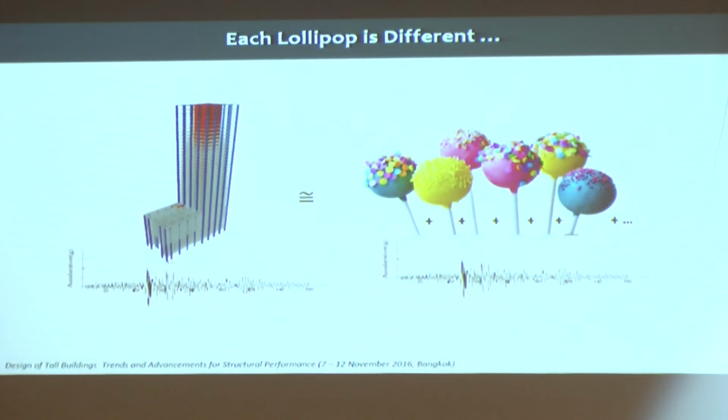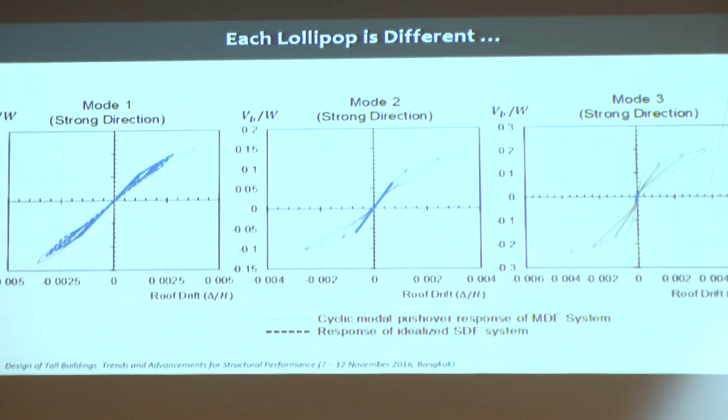So after doing it again and again for different buildings, we again reinvent the same thing, that each single degree of freedom system is different. Each will have a different cyclic response, different governing parameters, and everything is different. Just to give you an idea, one example from the 44-story case study building.